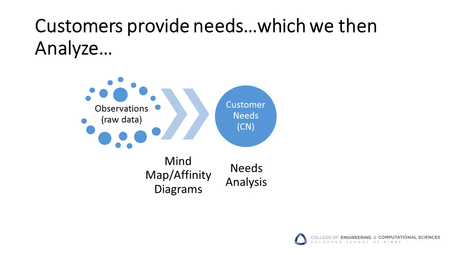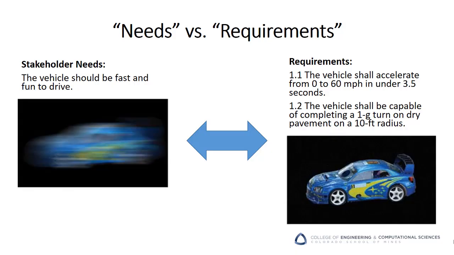Can you engineer a solution based on needs? No. Needs are often too vague to design to. They may be true, like in this example, the vehicle should be fast and fun to drive, but everyone could have their own definition for what fun and fast is, right? What we're talking about today isn't making a list of needs. We've discussed this previously. We're talking about how to translate between needs and requirements in a thoughtful and clear way.